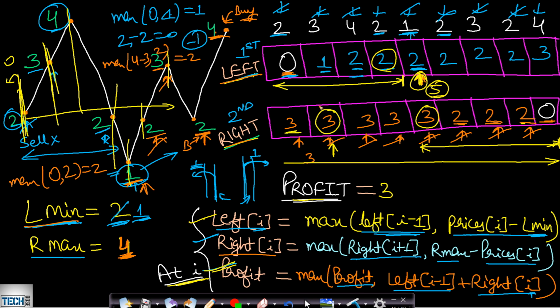Now when we are at this point, then the profit will be the maximum of the previously calculated profit, which is 3, comma, left at I minus 1 plus right at I. And why is that? Because the ith point, which is the divider line, we had already assumed to be present in the right transaction. That is why right is starting with I. So left at I minus 1 is 0 and right at I is 3. So 3 was already present, so this will not get updated.